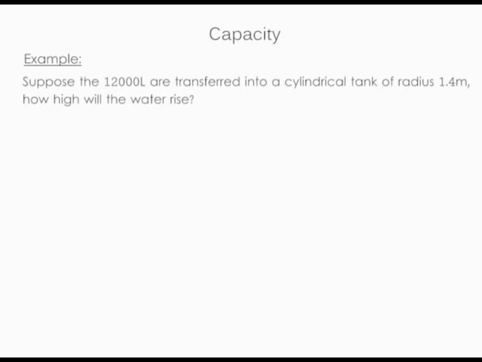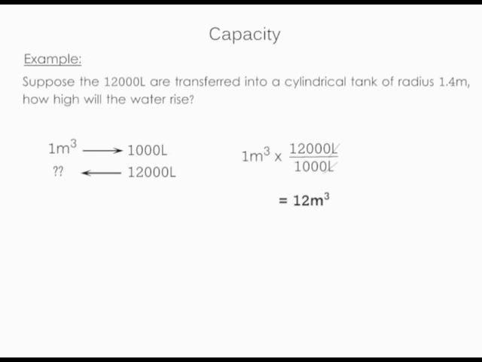So 12,000 liters of water is transferred to a cylindrical tank 1.4 meters in radius. We need to find the volume that the water will take in the tank. Actually, we know the volume of the water. We first convert the liters into cubic meters. 1 cubic meter is equal to 1,000 liters. How about 12,000 liters? We have 1 cubic meter times 12,000 liters over 1,000 liters. The liters cancel out and we remain with 12 cubic meters. This is the volume the water will need in the cylindrical tank.